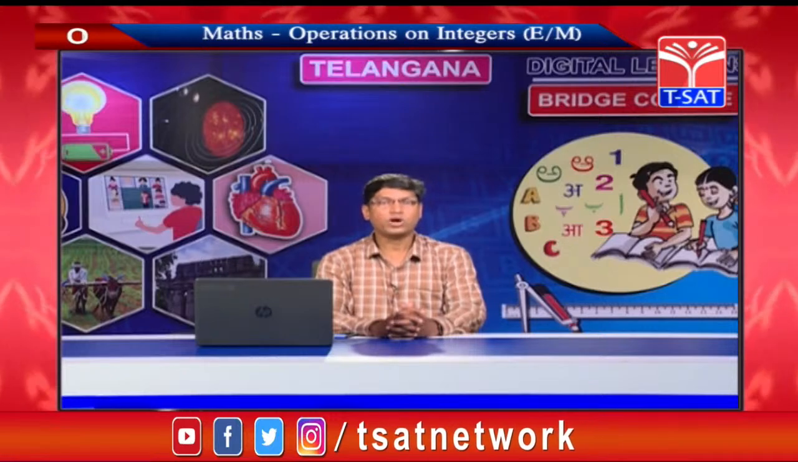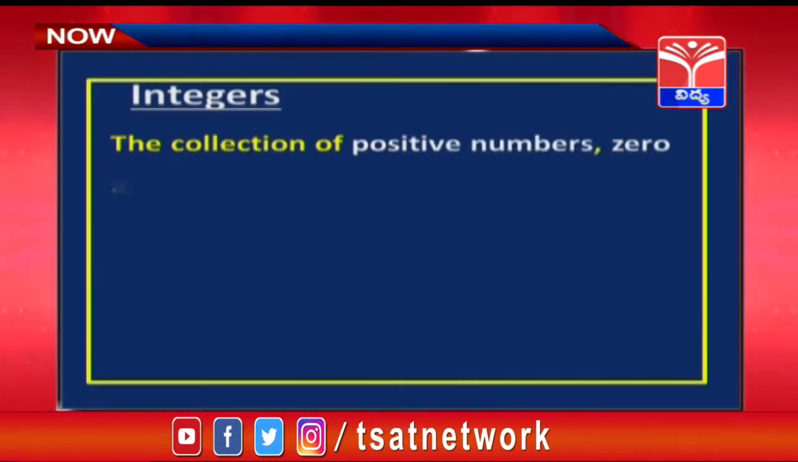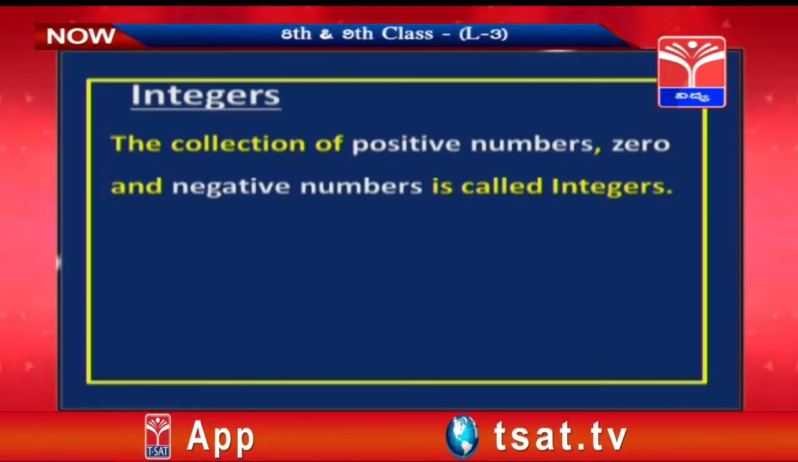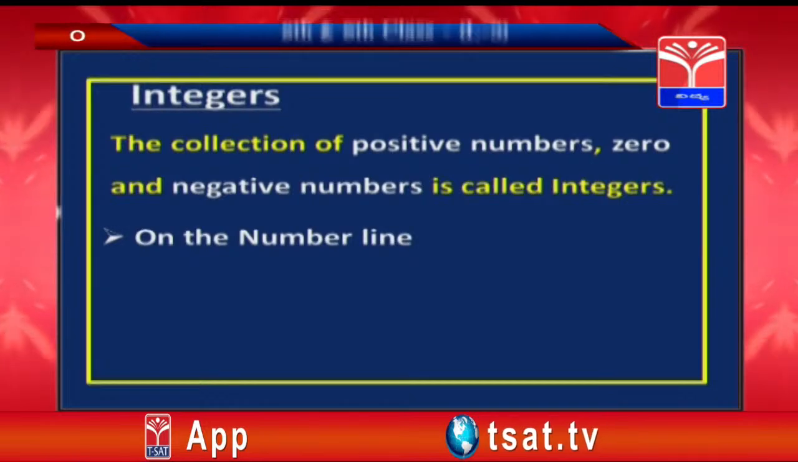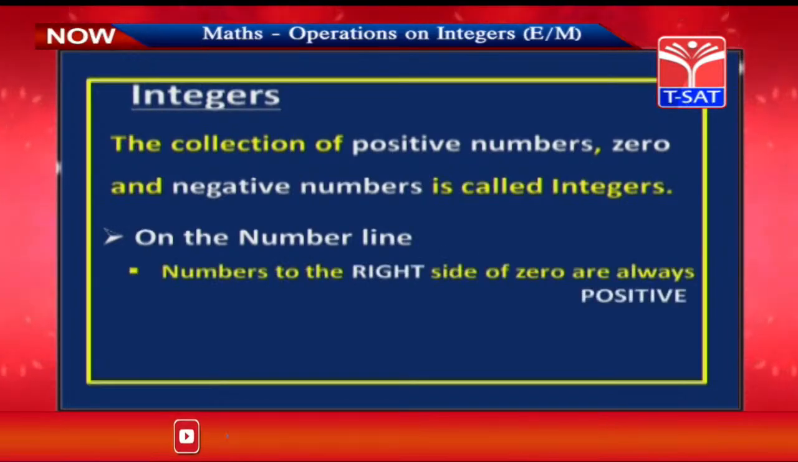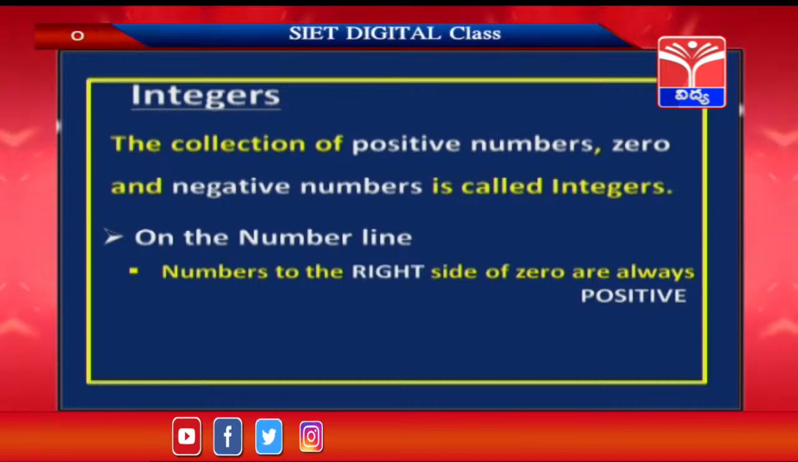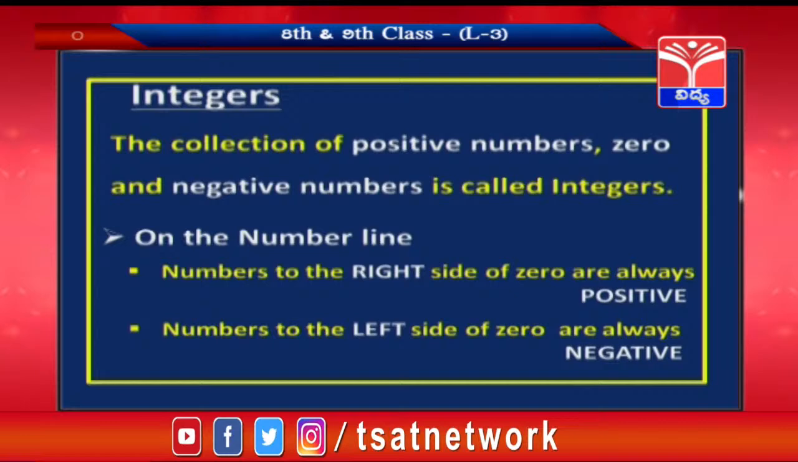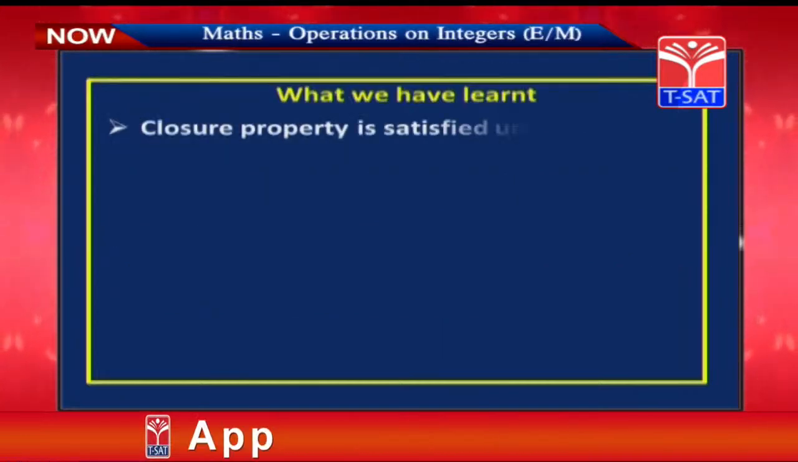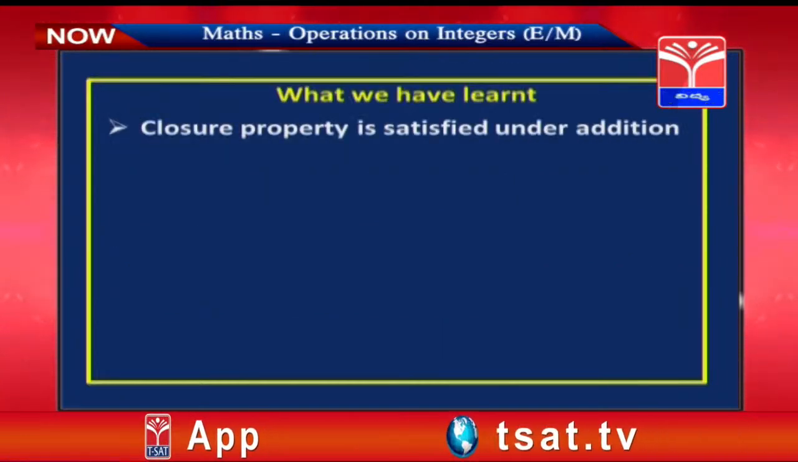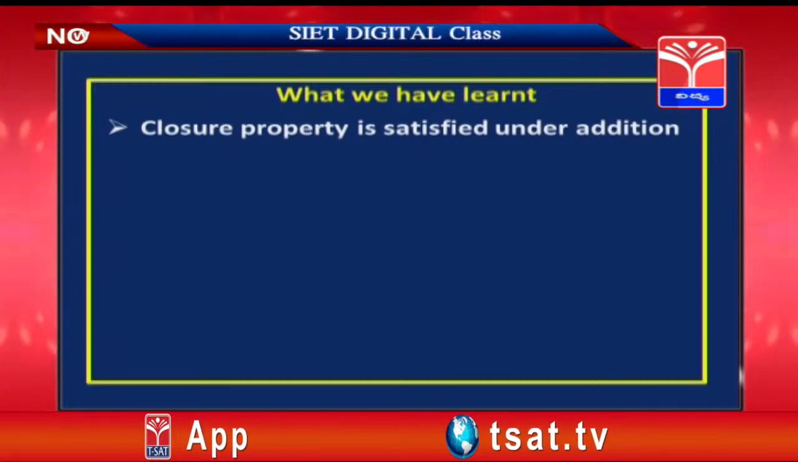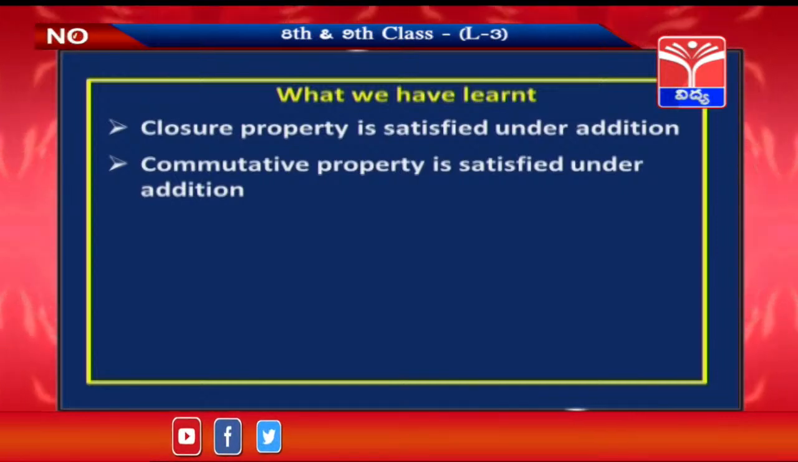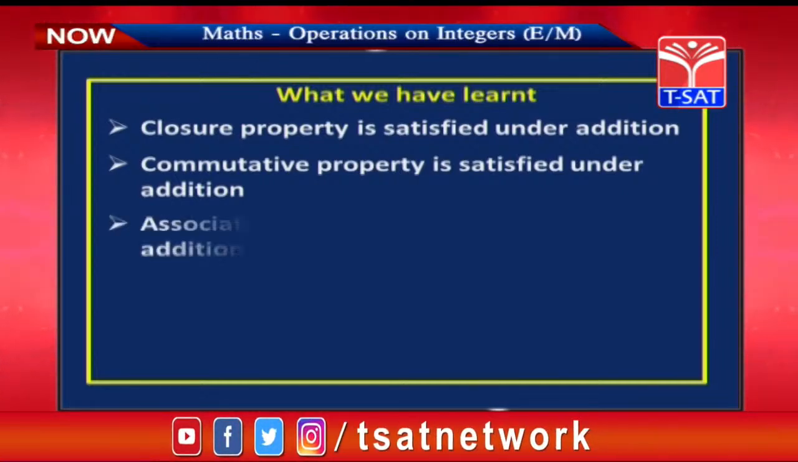quickly recap what we have learnt in this session. The collection of positive numbers, 0 and negative numbers is called integers. On the number line, numbers to the right side of 0 are always positive, whereas the numbers to the left side of 0 are always negative. Closure property is satisfied under addition in the set of integers. Similarly, commutative property is also satisfied under addition in the set of integers.